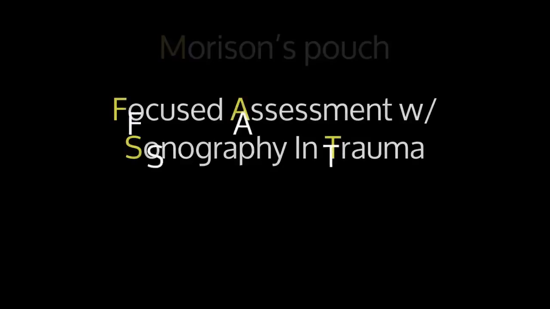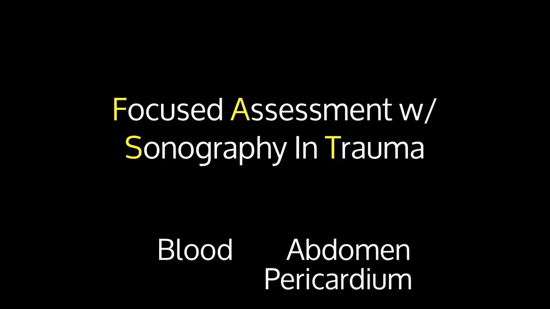The next part of this exam is Morison's pouch, which is really just the FAST exam. The reason Morison's pouch works is because Morison's pouch, which is the right upper quadrant view, is the one most likely to be positive if you're going to see blood in the abdomen. The FAST exam stands for Focused Assessment with Sonography in Trauma, and you're going to look for blood in the abdomen or pericardium.